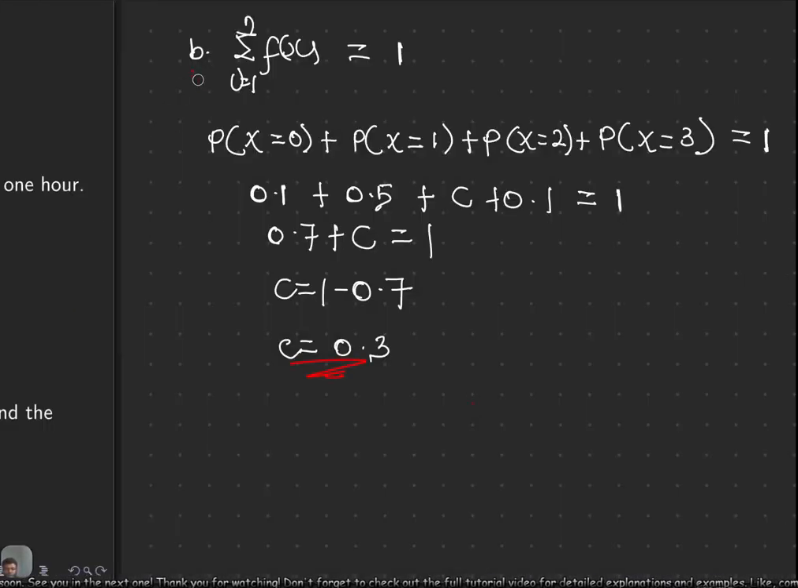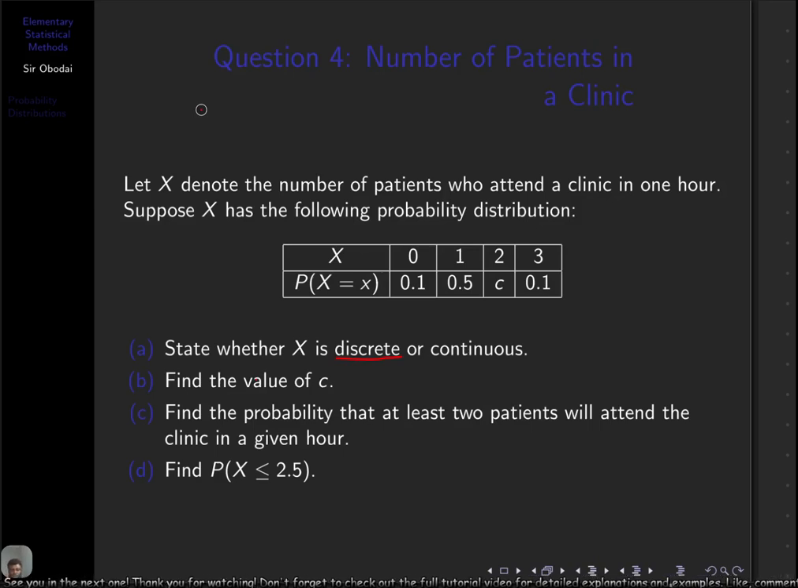That is B. Now let's go to C. C says find the probability that at least 2 patients will attend the clinic in a given hour. The probability that at least 2 patients. At least 2 patients here means the lowest value should be 2 patients. So this is under at least 2 patients.